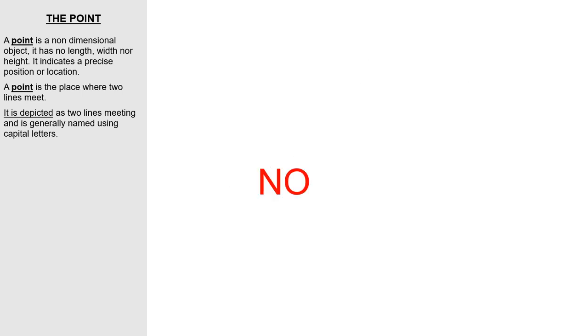So, when we want to draw a point, we will never do it this way, barely drawing a spot, nor this way, drawing a white blur, nor drawing some sort of circumference, nor any other way that isn't two intersecting lines. Besides, I repeat, it has to be named using capital letters.